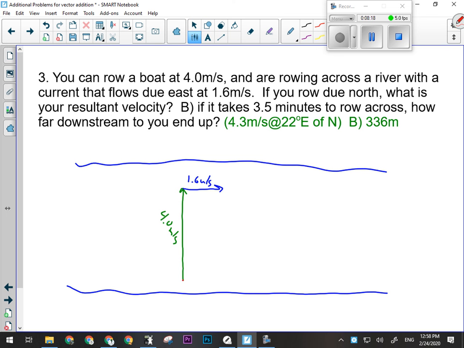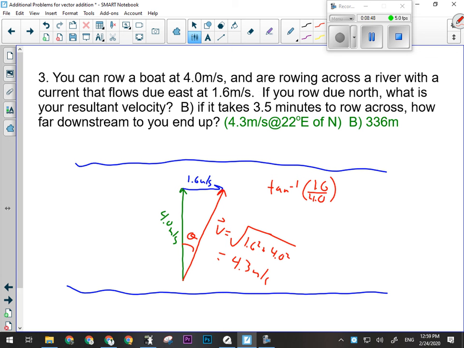All right, so we're looking for this along with that, because that's what it wants, the resultant velocity. Finding that is just a matter of doing Pythagorean theorem. So that's going to be the square root of 1.6 squared plus 4.0 squared, which gives us 4.3 meters per second. To get this angle, we go tan to the minus 1 of 1.6 over 4.0, which will give us 22 degrees east of north. So that's the first part of the question.